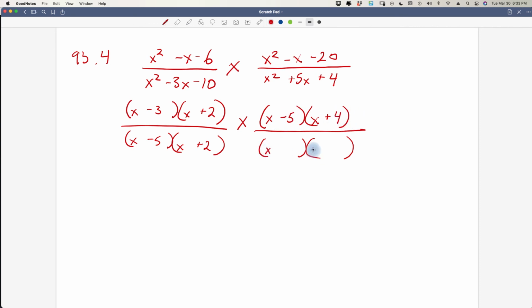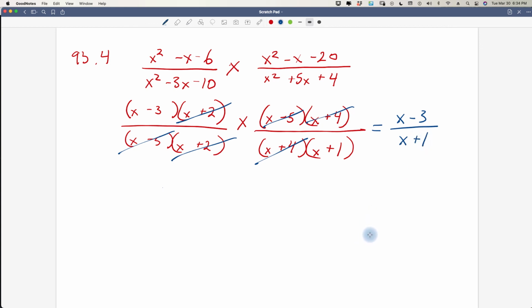So on the bottom, we have x times x, and we have a positive 4 with a positive 5. Well, that's easy. Positive 4 times positive 1, when combined, give us a positive 5. All right, now we can cancel. So we have an x plus 2 and an x plus 2. We have an x minus 5 and an x minus 5. We have an x plus 4 and an x plus 4. And that leaves us x minus 3 over x plus 1.